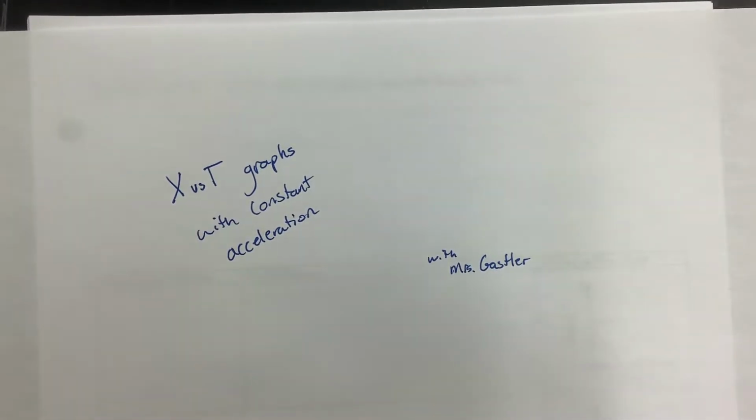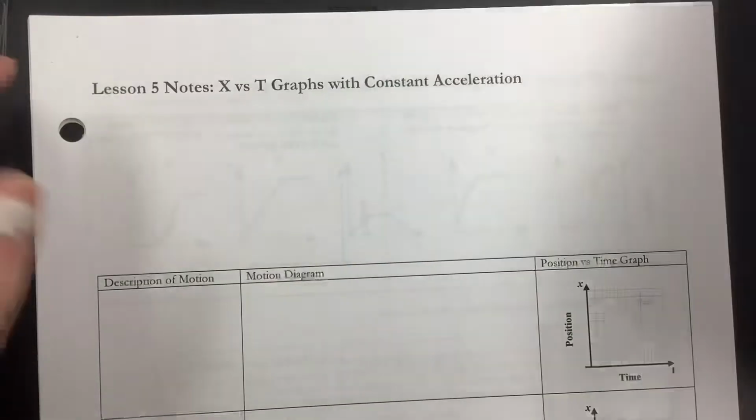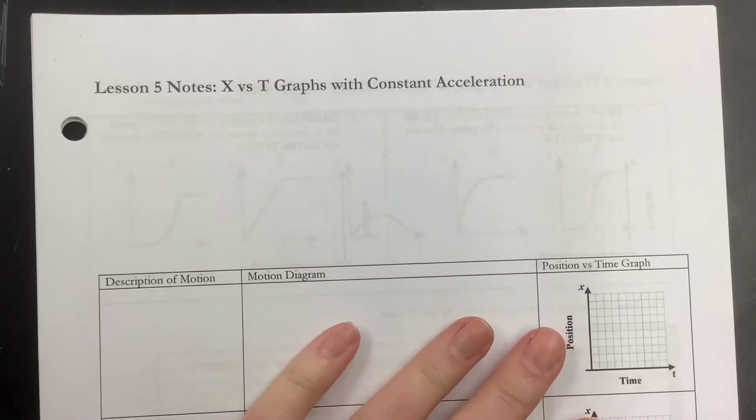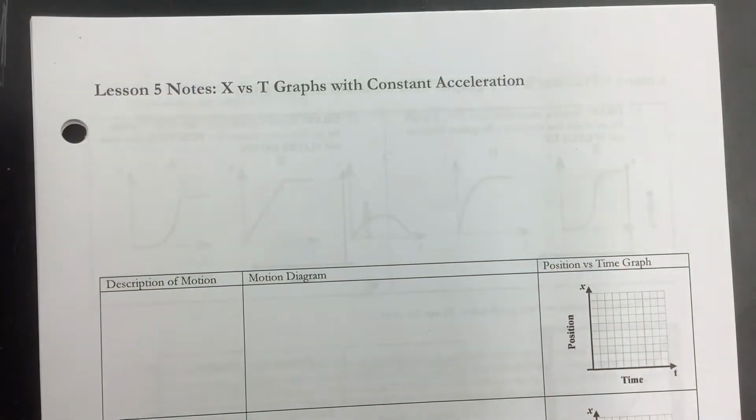Hi guys, this is Mrs. Gastler, and in this video we're going to talk about x versus t graphs with constant acceleration. In our previous unit we were only looking at constant velocity, and so now we're going to see what it looks like when the object is changing speed. So I have my lesson 5 notes page here. It might look a little bit different to you, it's okay.